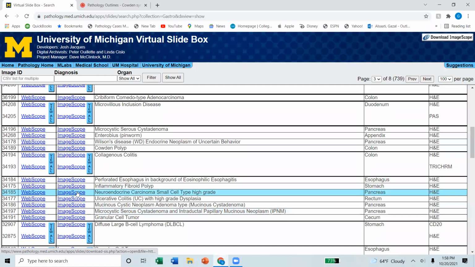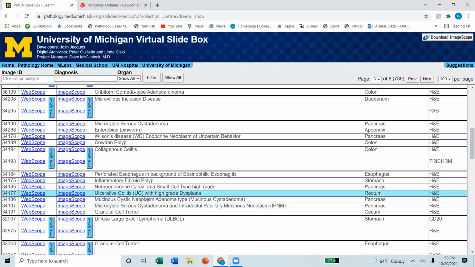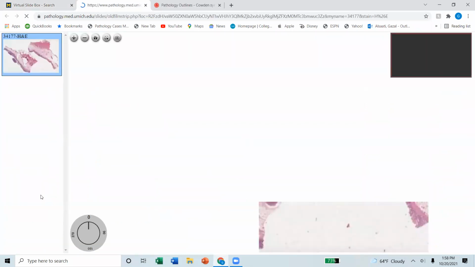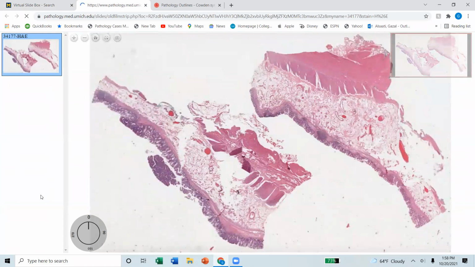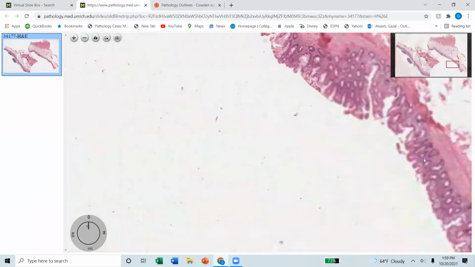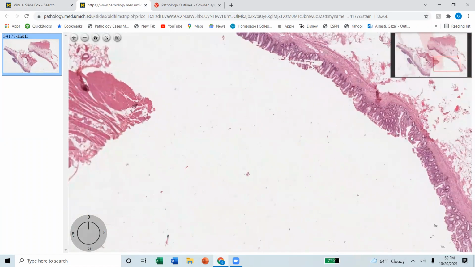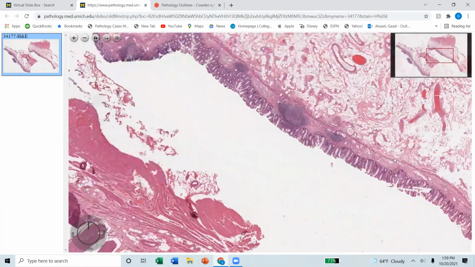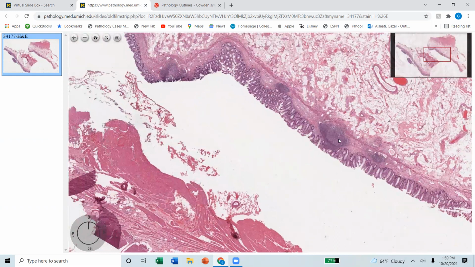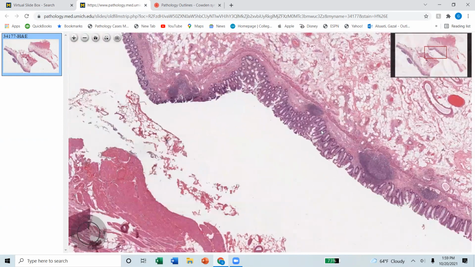Neuroendocrine carcinoma, small cell type, high grade. This is pancreas, rectum, ulcerative colitis with high grade dysplasia. Oh my gosh. Okay. So UC is basically looking for chronicity, so I'm going to look for chronicity changes. Or it could not be chronic if the patient is well treated and I'm not worried about active colitis at this point, which is probably the case here.